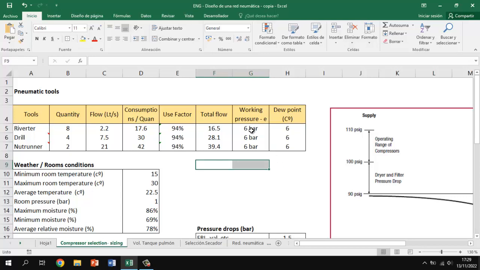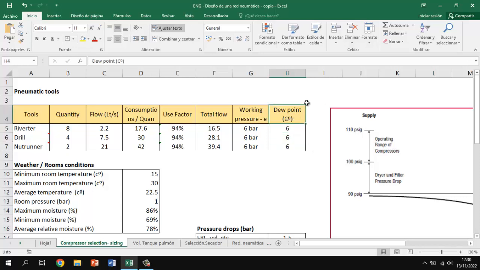Then you should know the working pressure of your system. In this case, it's typically 6 bar, maybe could be 5 or 7. This is something that you will see in every place, on every floor. And then the dew point. This information is also in the data sheet of the tools. So I put something that is normal, could be less. That's going to depend on what you have your pneumatic system for. So in this case, we put 6 degrees.